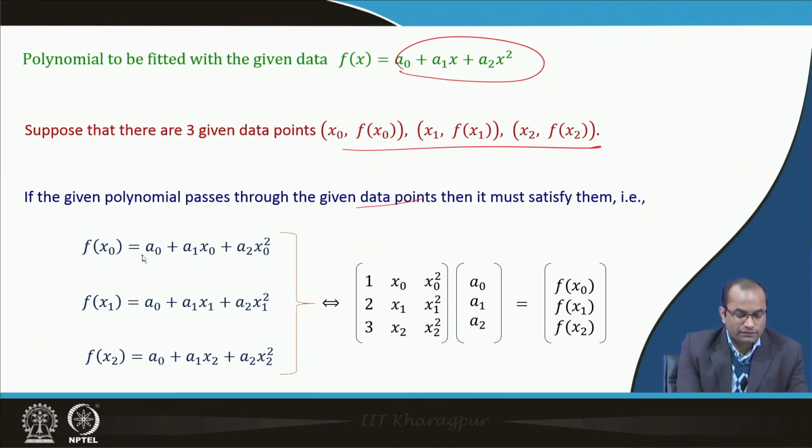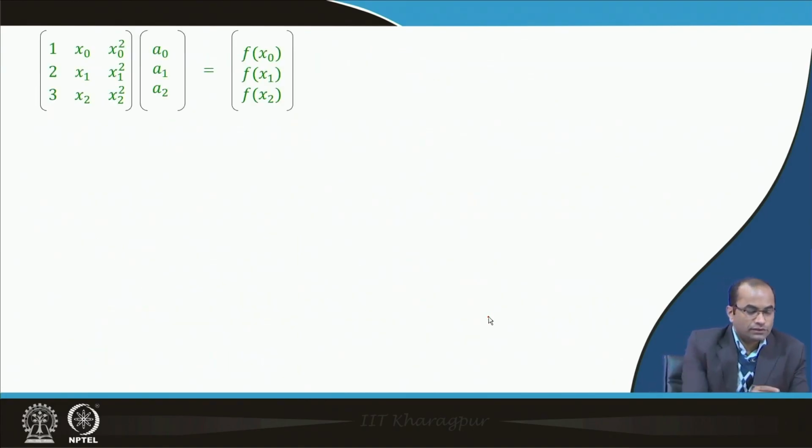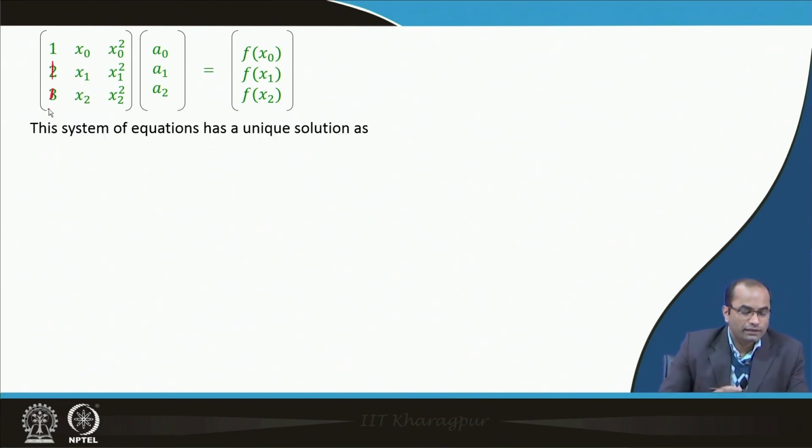Here the matrix has the coefficient of a naught, that is 1, the coefficient of a 1, that is x naught, and the coefficient of a 2, that is x naught square. Similarly, in the next row we have the coefficient of a naught, that is 1, then x 1, and x 1 square. In the last row again we have 1, x 2 and x 2 square. So, this is the system corresponding to these linear equations.